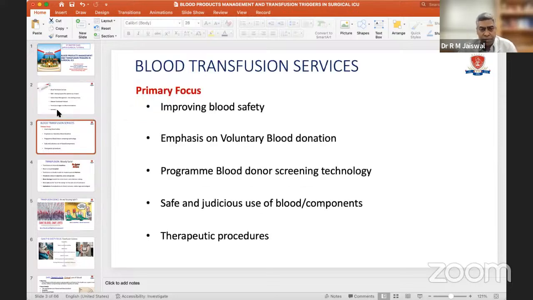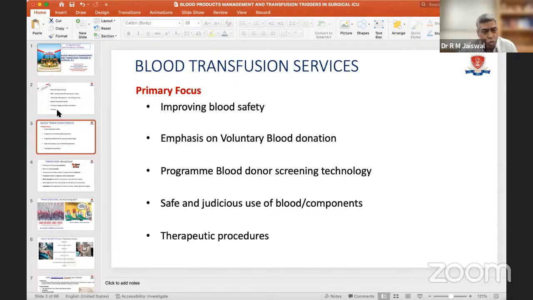Blood transfusion services. First, we wanted to know the primary focus. First and most important is improving blood safety, emphasis on voluntary blood donations, program blood donation screening technology, and safe and judicious use of blood components.